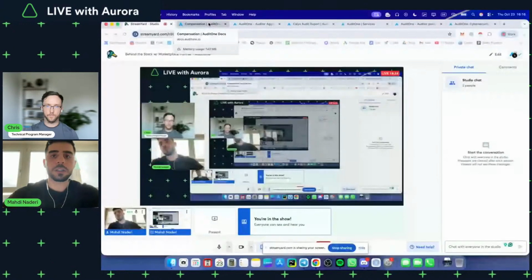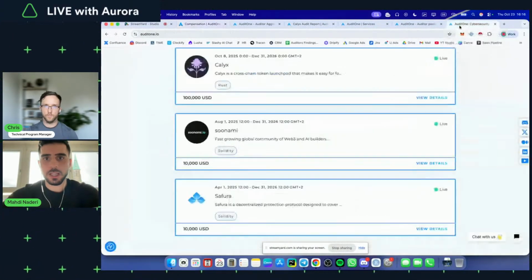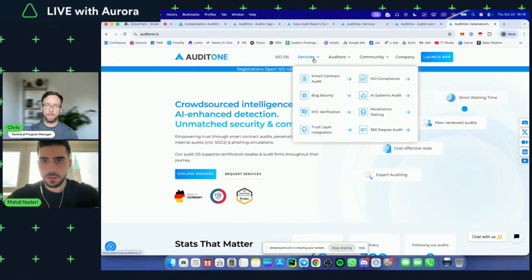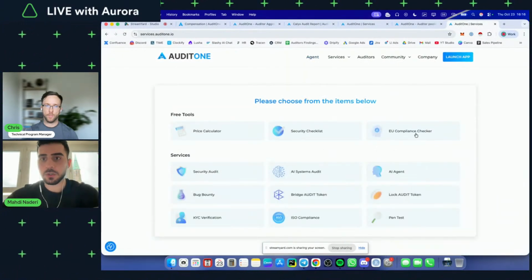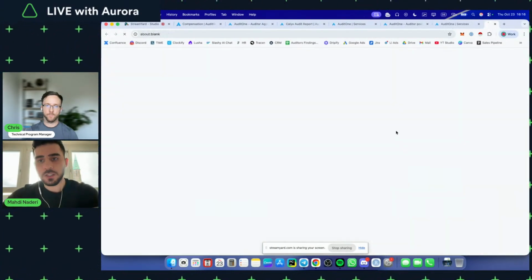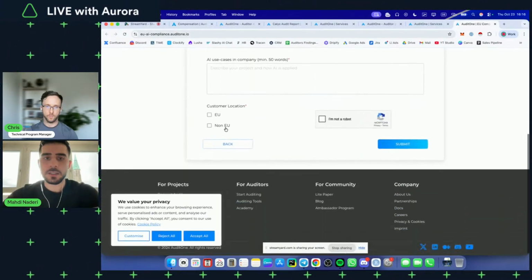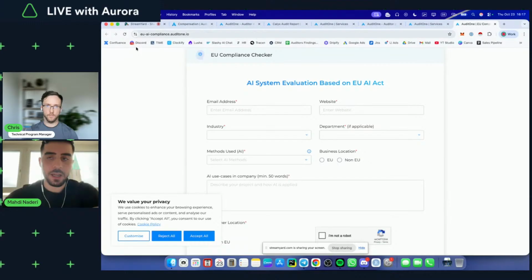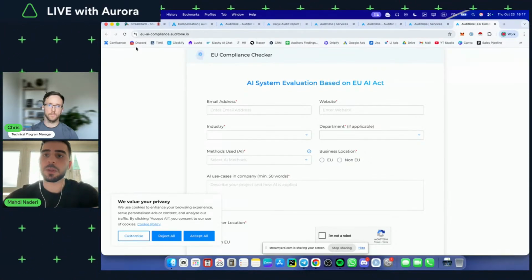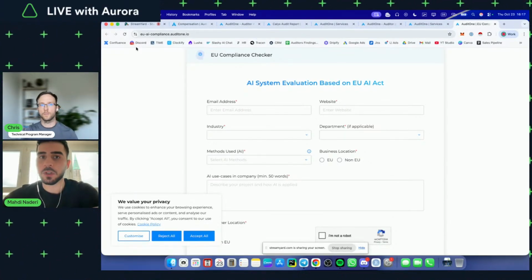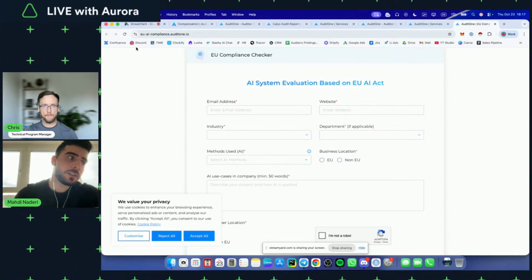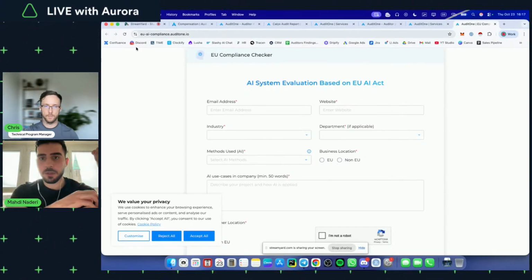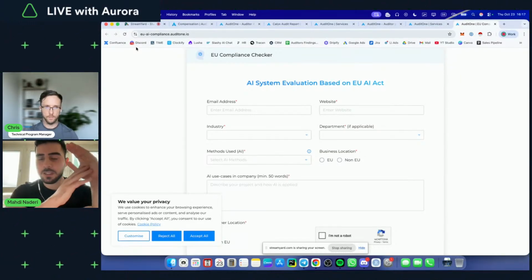But apart from auditing, we also have some free tools on our platform, such as a compliance checklist for your AI system. You can go to the EU compliance checker, and it has a couple of steps as you go through it. At the end, you understand whether the AI system you have is compliant based on the EU AI Act or not. So we do some things on the security side of AI, auditing, compliance, and so on, trying to make sure everything stays fit.